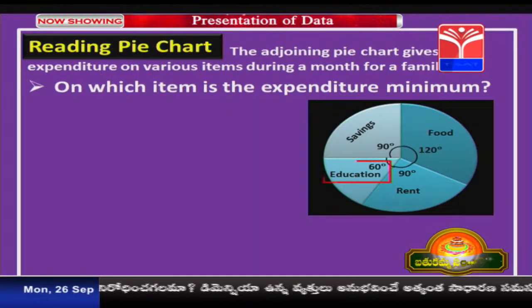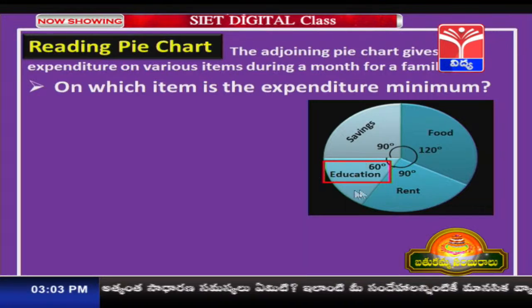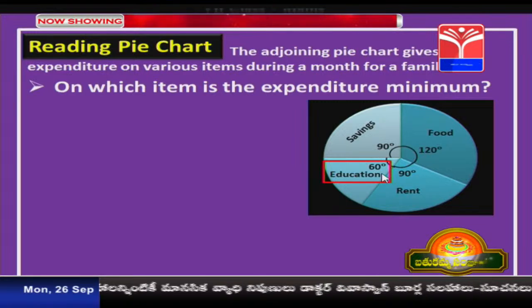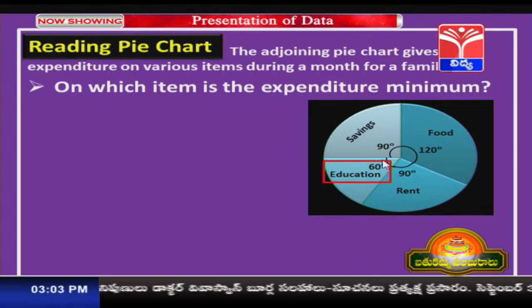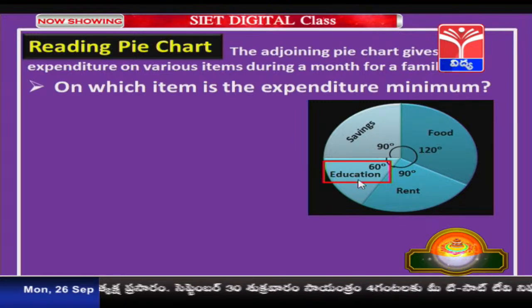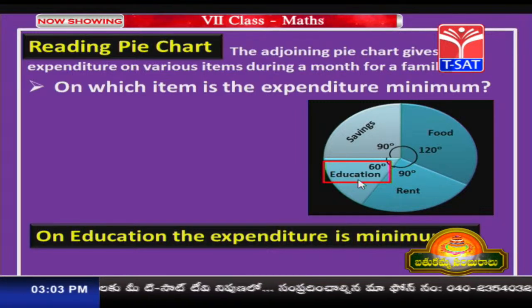So, if you notice, in all these things, here the expenditure on education, if you notice all the angles, it is 60, which is minimum. Okay. So, that means, since the angle is minimum, the expenditure is also minimum. So, we can say that on education the expenditure is minimum.